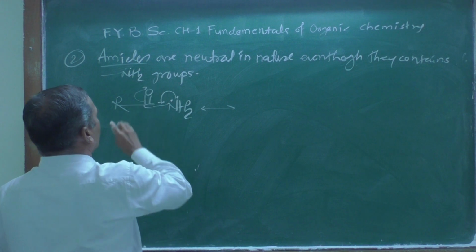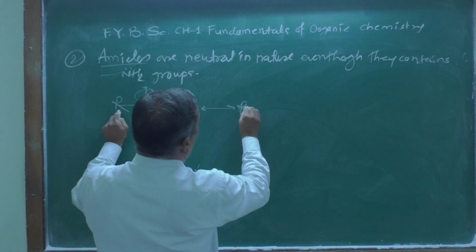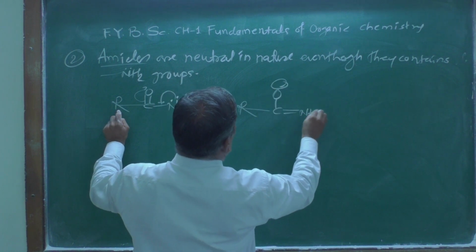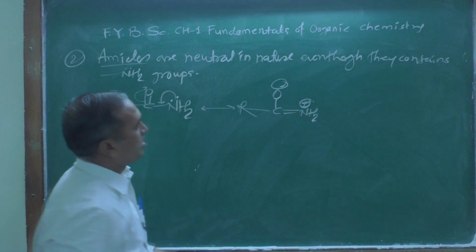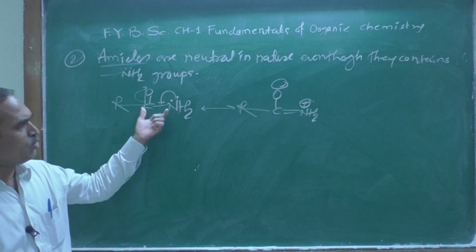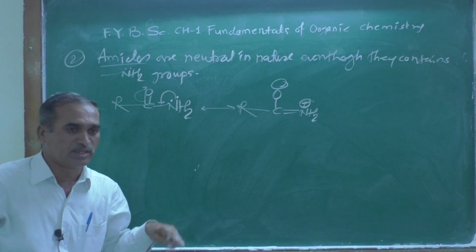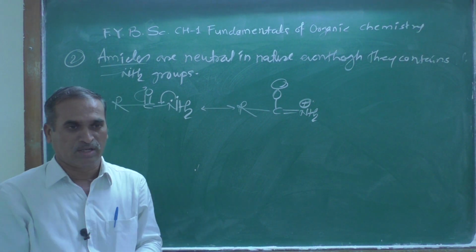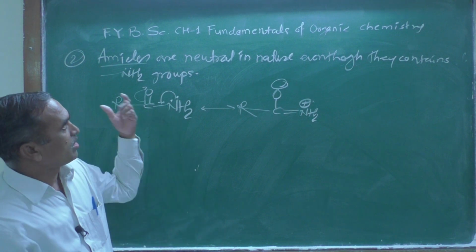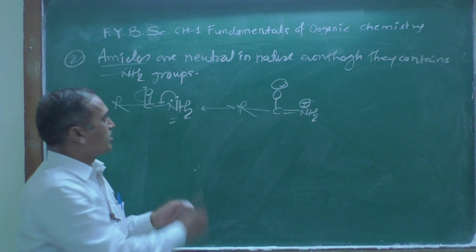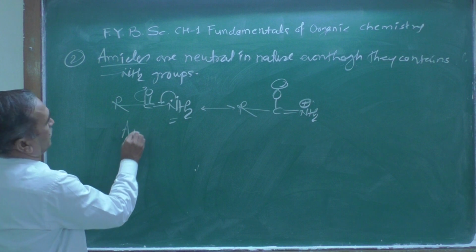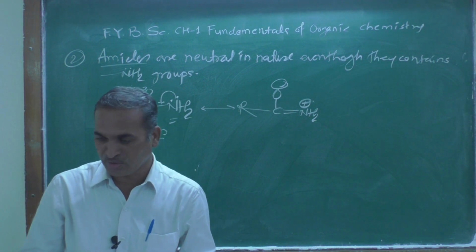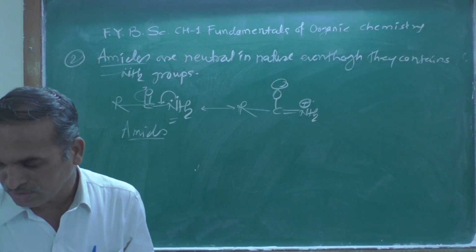negative charge on that oxygen, R, then C minus double bond, then NH2 positive charge, which means that the lone pair is engaged in the delocalization. It is not available for donation, and therefore amides, even though containing an NH2 group, are neutral in nature. So that is the reason why they are neutral in nature.